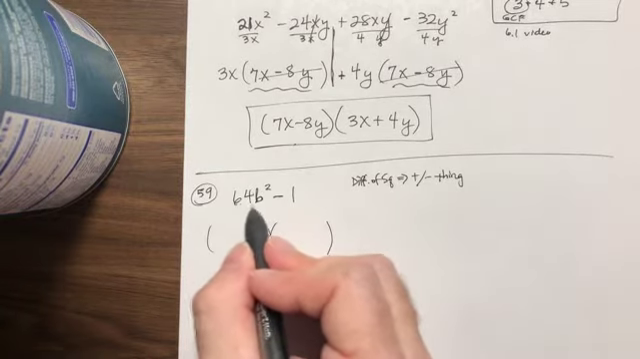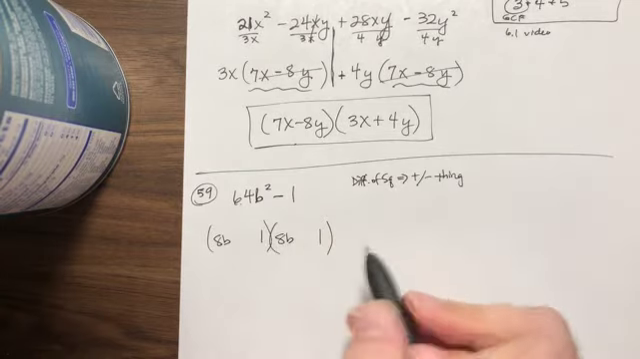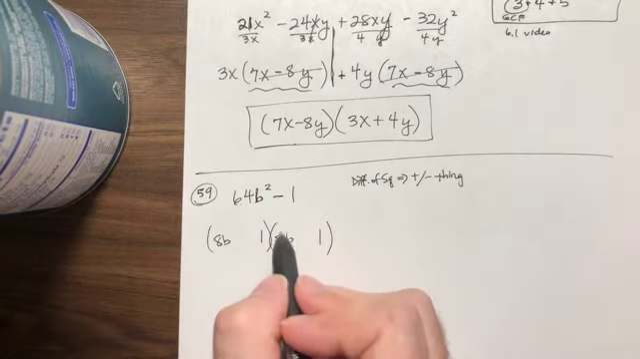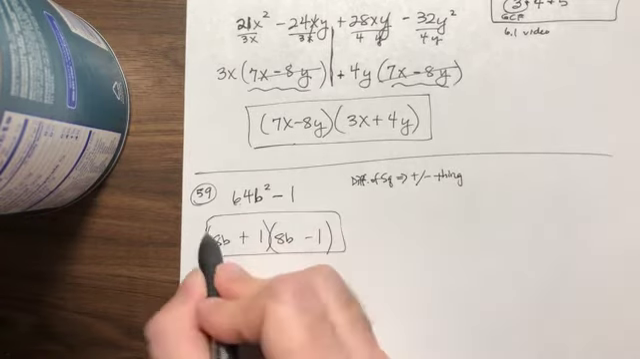What I mean is you break them down. This becomes 8b and 8b. And this is 1 and 1, right? You're taking the square root. You're saying what times itself gives you that. And then you do plus minus, and that's it. That's all there is to that.